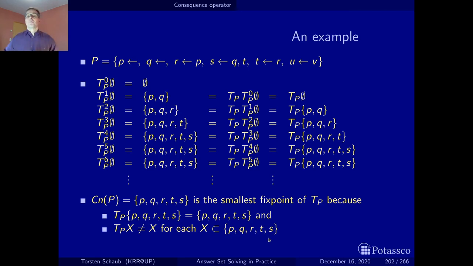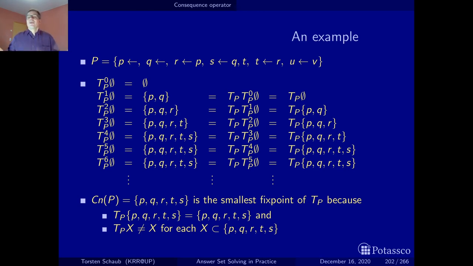But anyway, the nice thing is that the mathematics that was established actually way back, around 100 years ago, already gives us the result. It tells us that if we have a monotone operator and we iterate it from the smallest element of the argument, which is here the empty set, then we will compute the smallest fixed point of the operator.